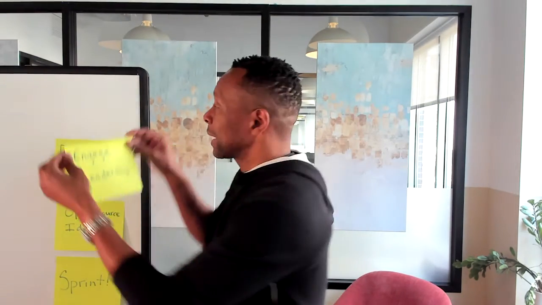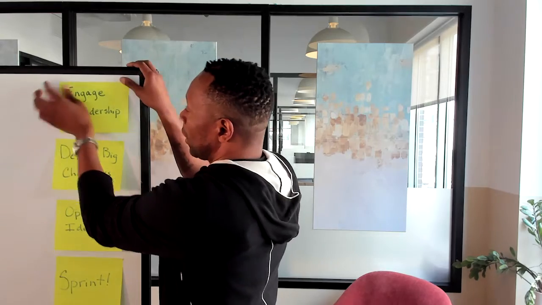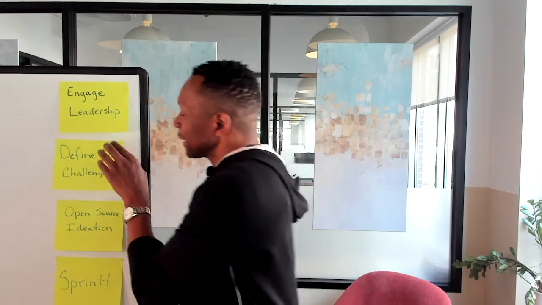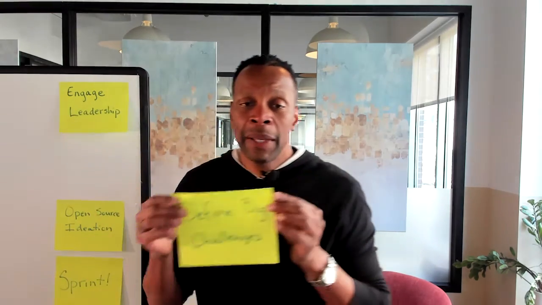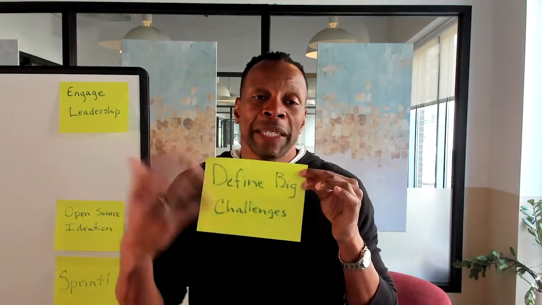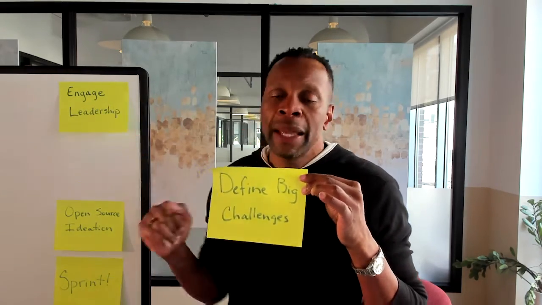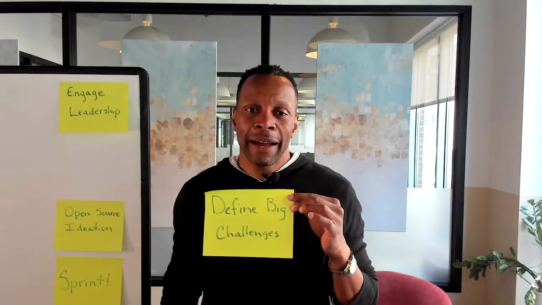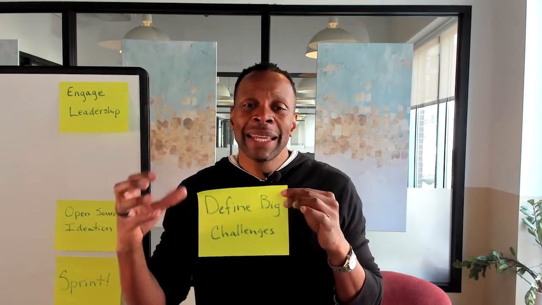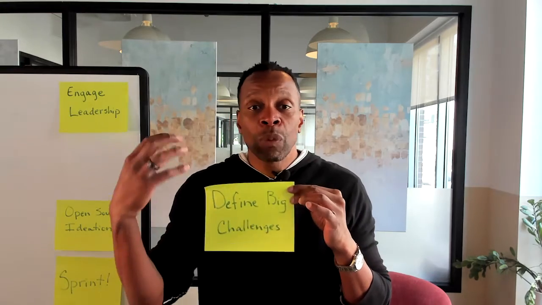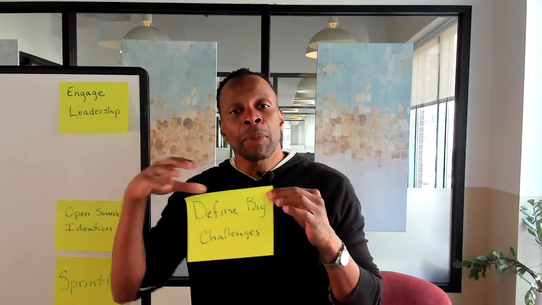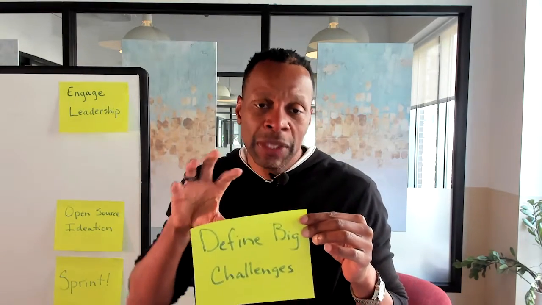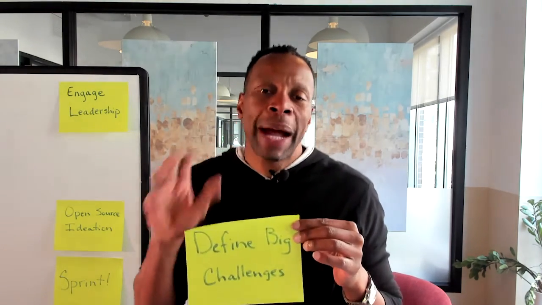So that first step is engage your leadership to have them lay out the big problems. The second step is defining those big challenges. So the leadership has already said, hey, here are the problems that we have. What you need to do then is take those problems and work with your innovation team or other stakeholders to begin to frame the problems or challenges as how might we statements.